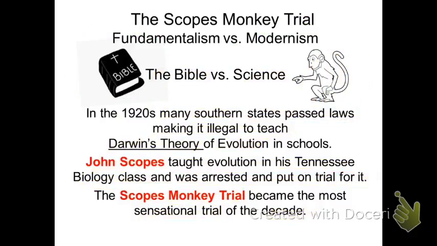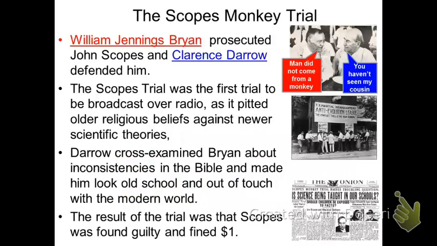Here we have a little bit more information about the Scopes monkey trial. The picture in the top right, the two men, we have Clarence Darrow and William Jennings Bryan. William Jennings Bryan is saying, men did not come from a monkey, and then Clarence Darrow is saying, you haven't seen my cousin. It's humor. Anyway, in the middle picture we have a protest, the Anti-Evolution League. And then here at the bottom is science being taught in our schools.